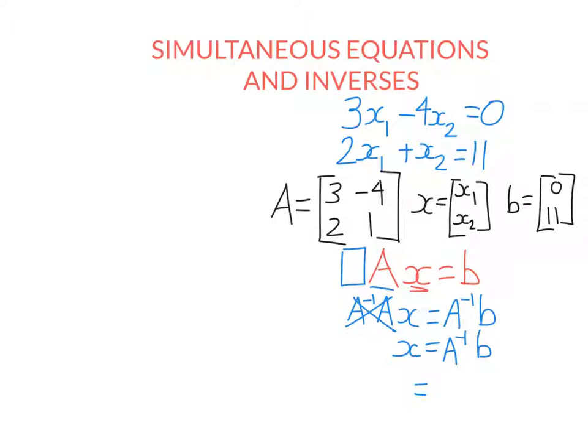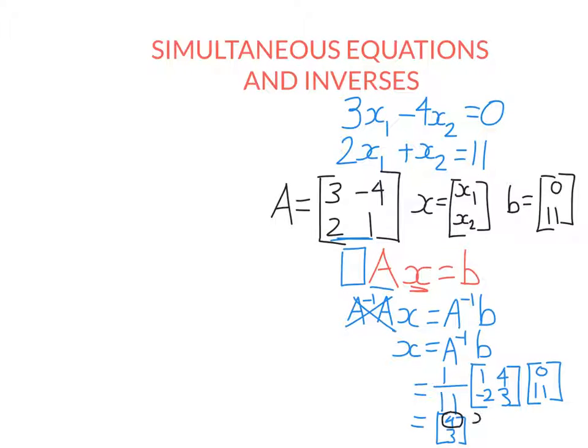So remember, the inverse of a 2 by 2 matrix like this is 1 over the determinant, which is 3 minus 8, so negative 11, and then you switch the entries on the main diagonal and you change the sign of the other two entries. So that's A inverse, and we just multiply that by B, and you should get 4, 3. So that is x1, x2. The first number here, x1, is equal to 4, and x2 is equal to 3. How easy is that?